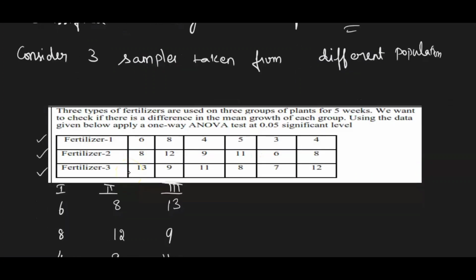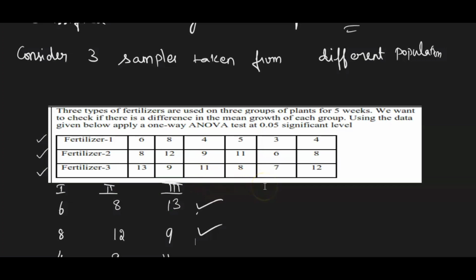So see this example. 3 types of fertilizers are used on 3 groups of plants for 5 weeks. We want to check if there is a difference in the mean growth of each group. So they want to know the difference only in the mean growth of each group, and they don't want to check in between this first set of samples and the second set of samples. So this is one-way ANOVA.